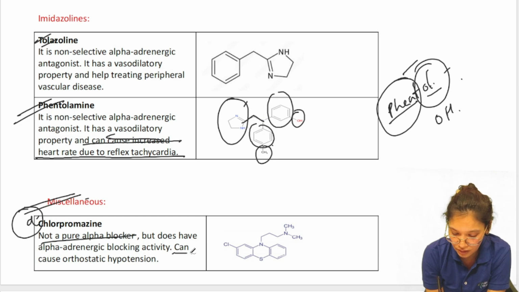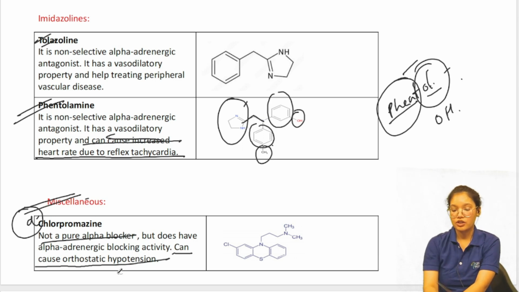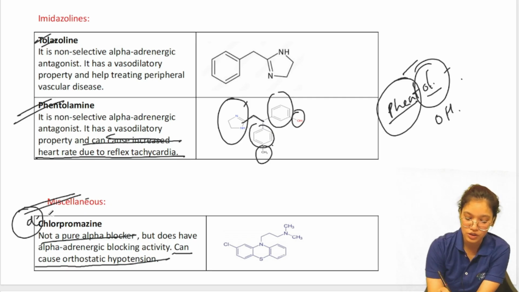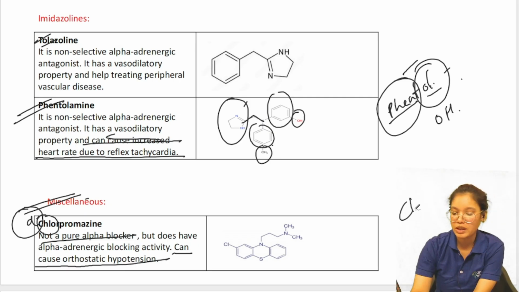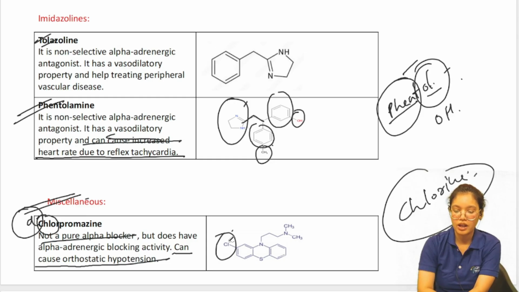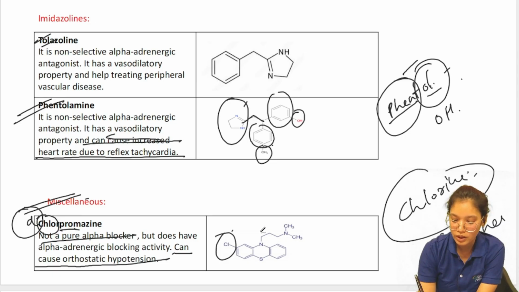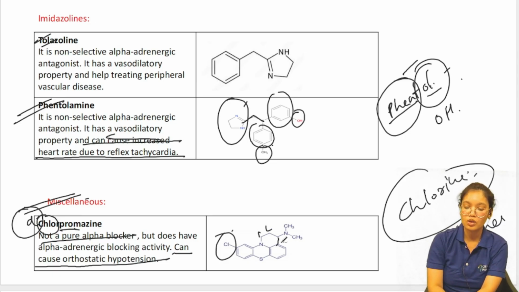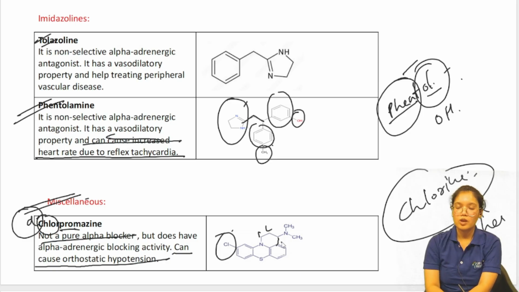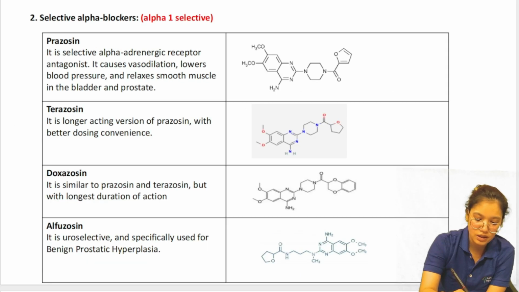They can have a side effect of causing orthostatic hypotension. Now talking about its structure, chlor means it will have a chlorine in its structure. Here we have a chlorine. From prom we can say it has a propane chain. So here 1, 2, 3 we have a propane chain. So chlorpromazine also has a very simple structure that is easy to remember.